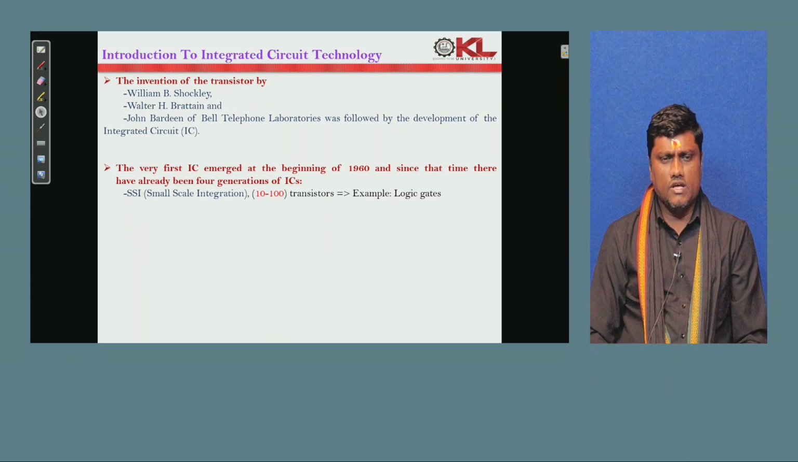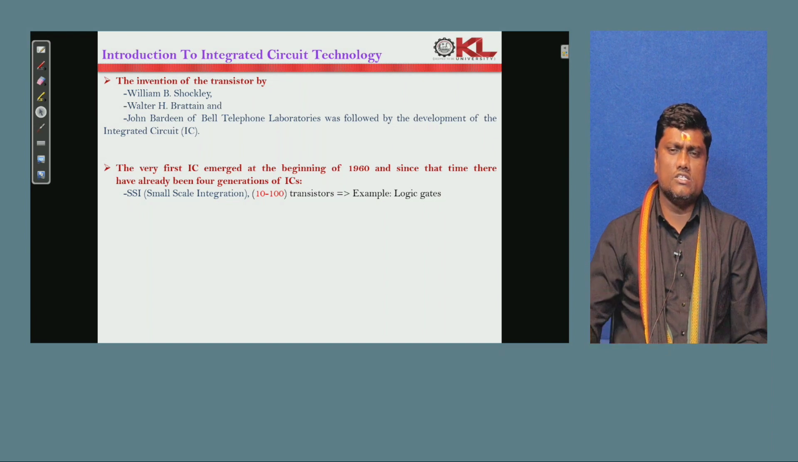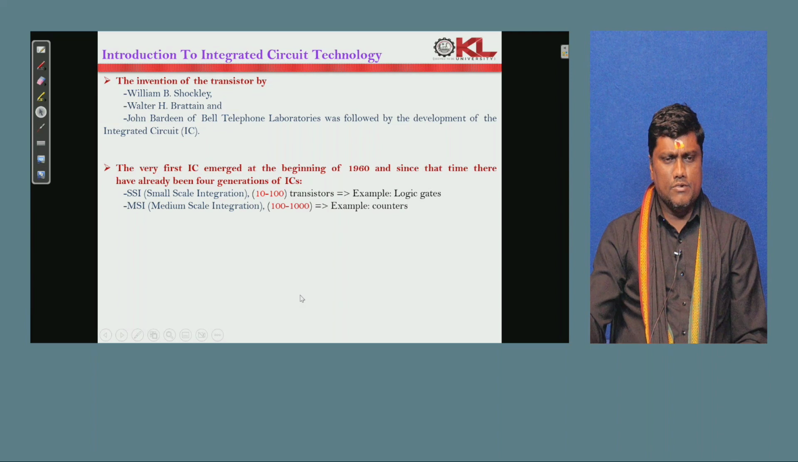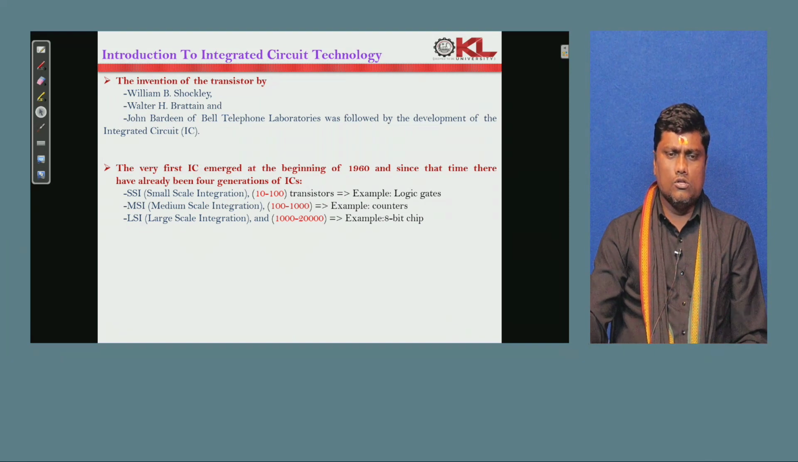The first generation of the IC is SSI, that means small scale integration. The number of components integrated in the silicon substrate becomes double every 2 years. Therefore, small scale integration will have 10 to 100 transistors. Examples of SSI are logic gates, and we have MSI, medium scale integration, with examples like counters, and large scale integration, with examples like 8-bit chips, where the number of components is 1000 to 20,000.